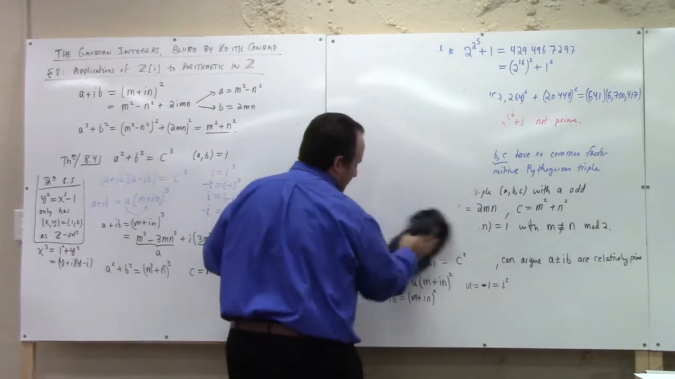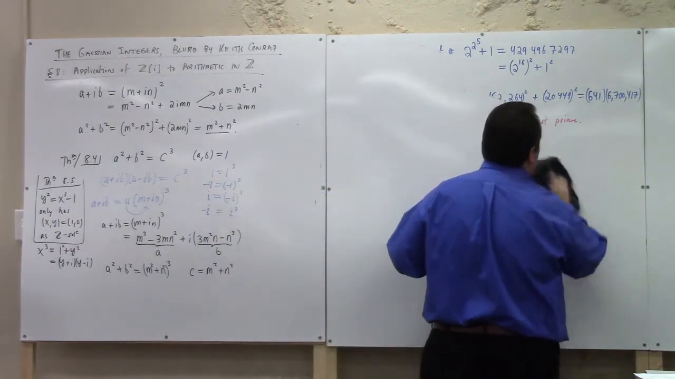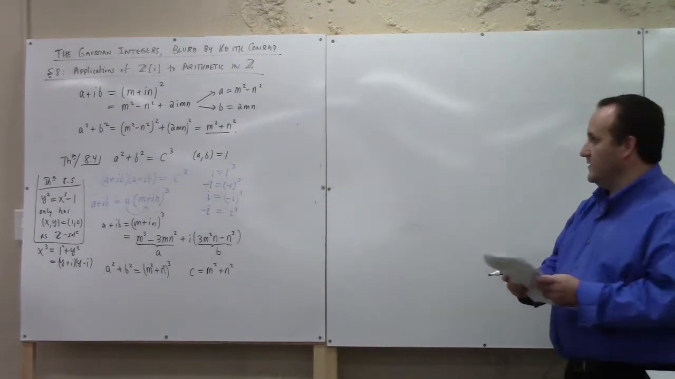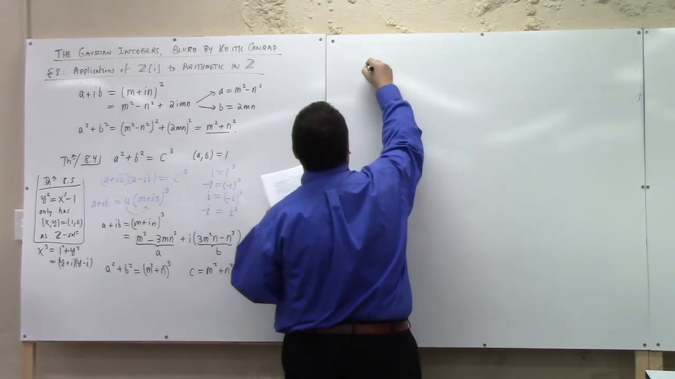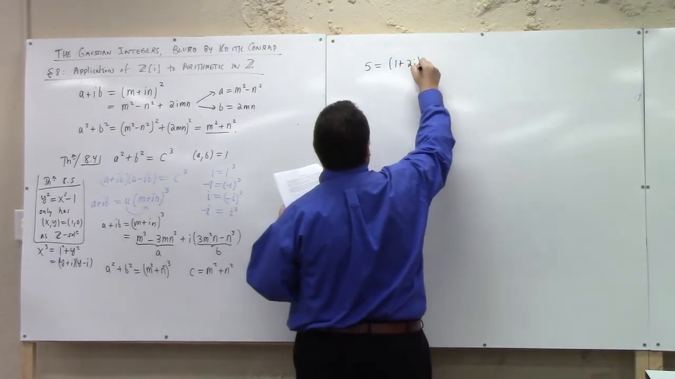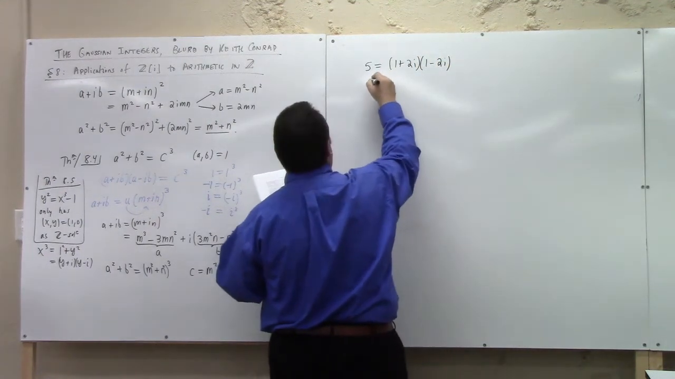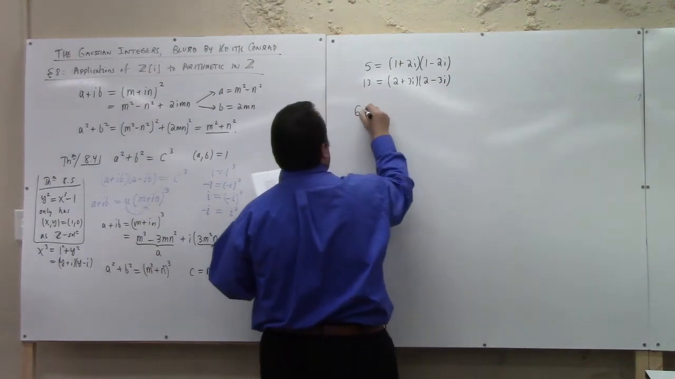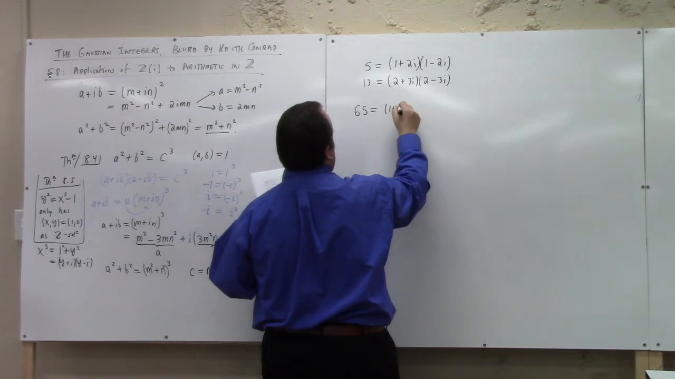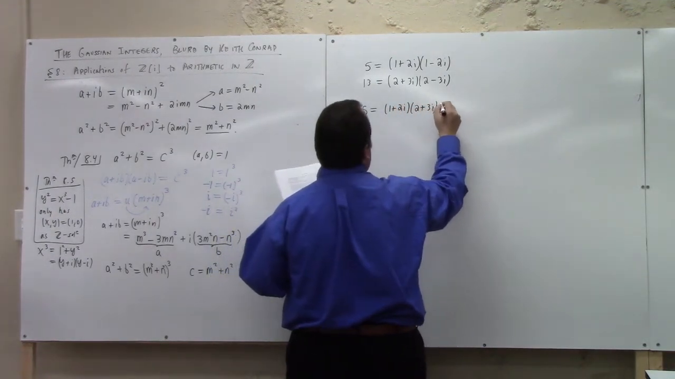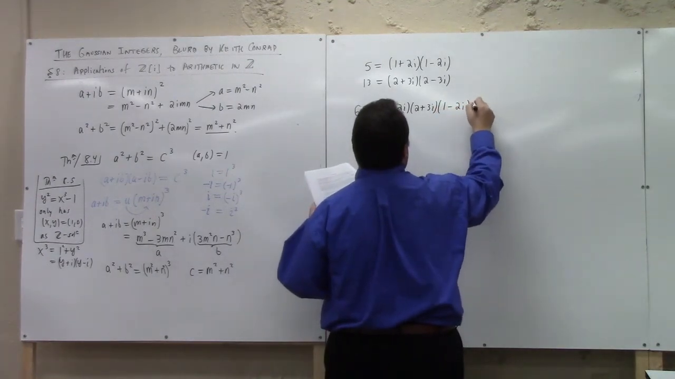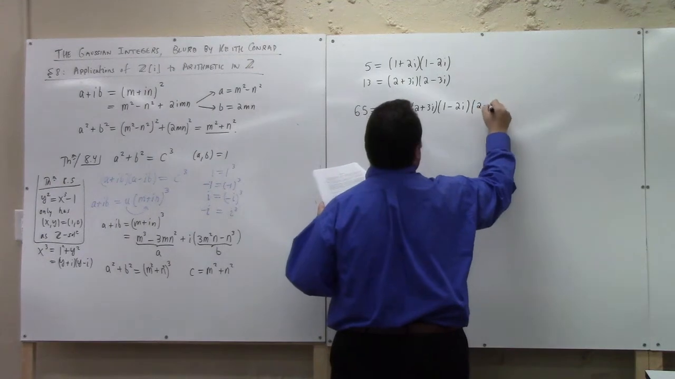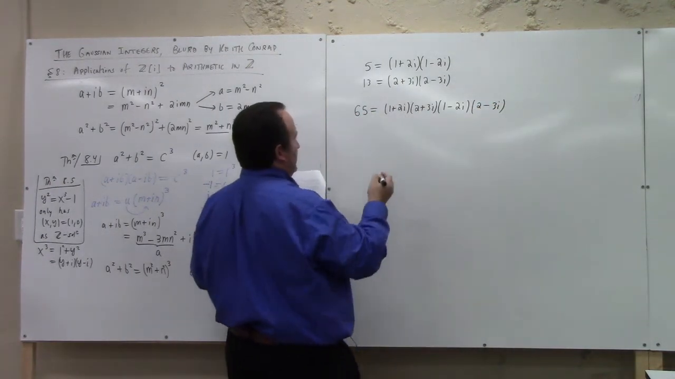So guys, how is it that some numbers are written as sums of squares in more than one way? Well, here's how it happens. So we've got 5 is equal to 1 plus 2i times 1 minus 2i. And 13 is 2 plus 3i times 2 minus 3i, right? So that means 65 is, well, what is it? It's 1 plus 2i times 2 plus 3i, times 1 minus 2i times 2 minus 3i, right? So what does this give you?